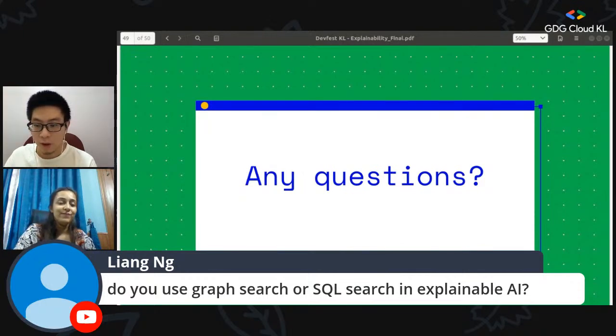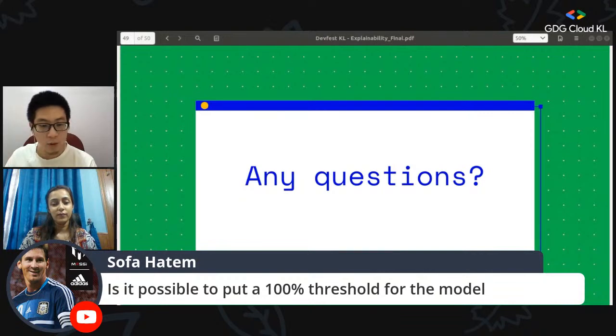Cool. I think there's one more question also from so far: is it possible to put a 100% threshold for the model?